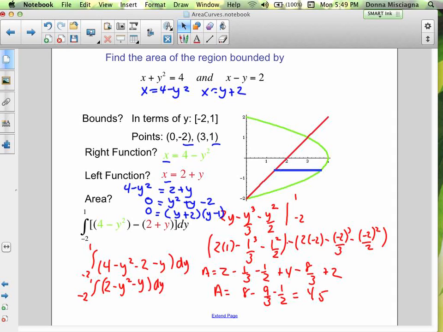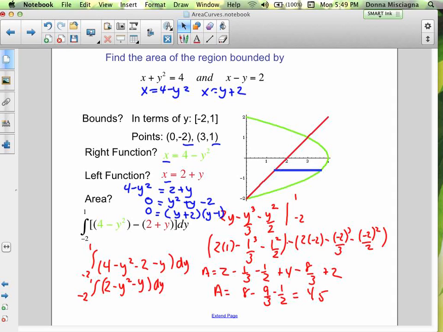So when we integrate, that becomes 2y minus y cubed divided by 3 minus y squared divided by 2, evaluating from negative 2 to 1, and we're just going to plug in. So we plug in the 1's, and then we subtract the negative 2's. So we have 2 times 1 minus 1 cubed divided by 3 minus 1 squared divided by 2, and then we're subtracting 2 times negative 2 minus negative 2 cubed divided by 3 minus negative 2 squared divided by 2.